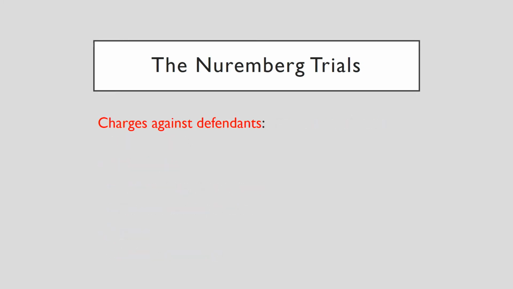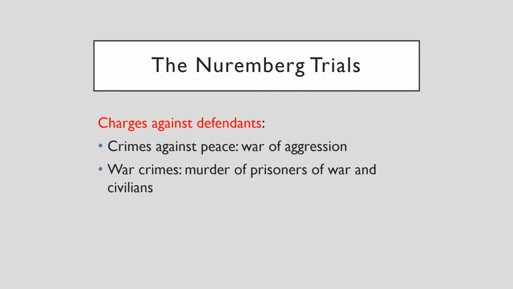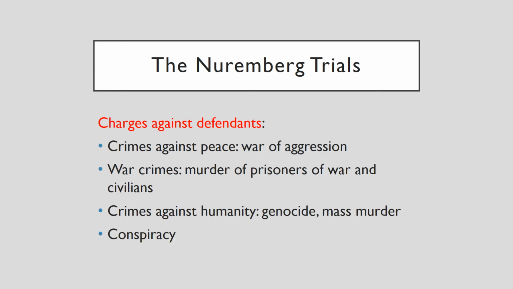Several charges were leveled at the defendants. These were crimes against peace, war of aggression. The Nazis and others invaded other countries to take them over and to make them part of their empires. There were war crimes. There were murder of prisoners of war and civilians. Crimes against humanity, genocide and mass murder. You may have heard of the Holocaust, in which many millions of Jews, gypsies, and others who the Nazis considered undesirable were killed. And finally, conspiracy. Under this charge, if one is found guilty of conspiracy, then a defendant would be considered guilty of any of the other crimes that others had committed because they were part of this group that conducted this crime.